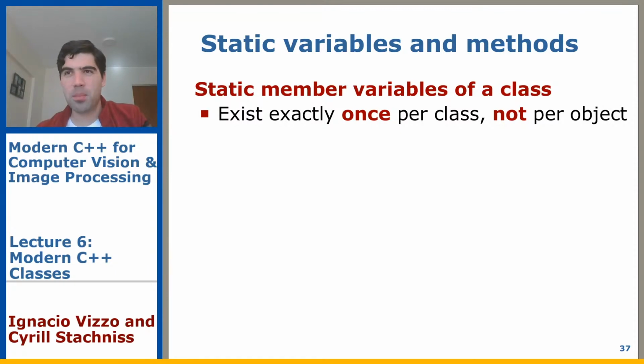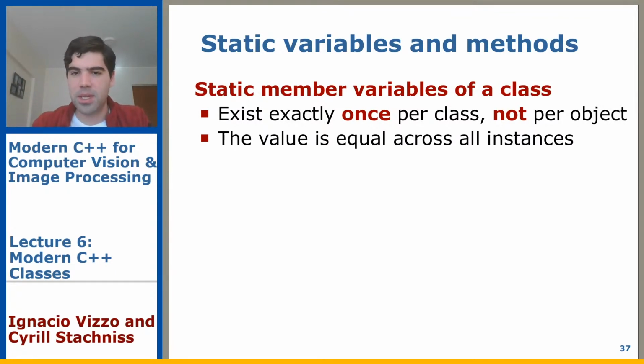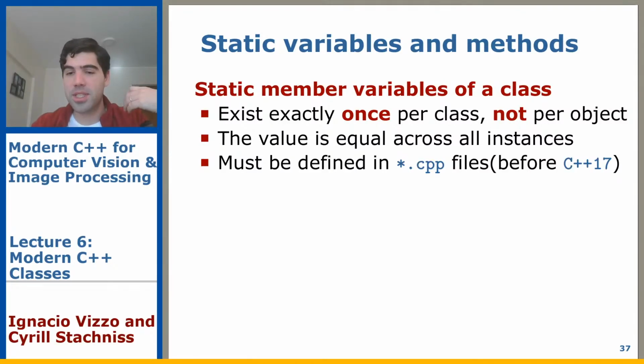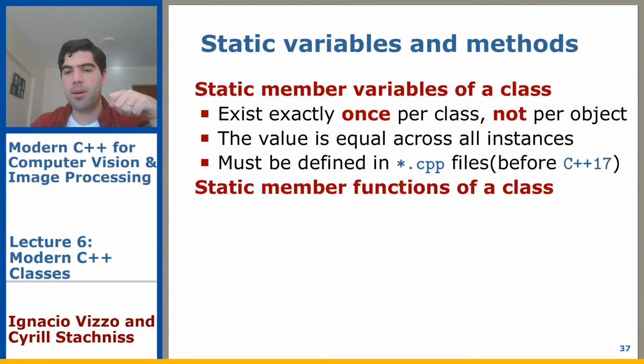We saw an example of static variables on lecture 3, I guess, but this is basically the same. The value will be the same across all instances, and before C++ 11 you needed to give this value in the CPP file. But now in C++ 17, you can create a header file and say static variable and give the value there.